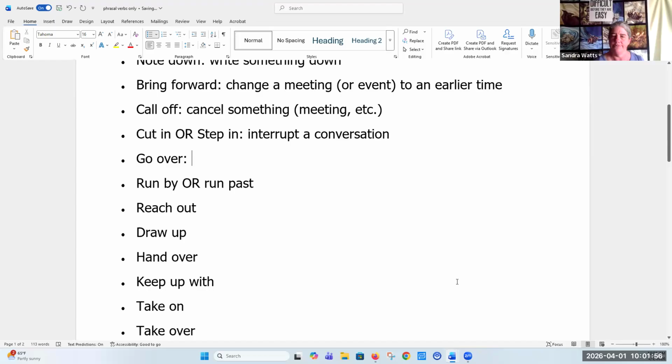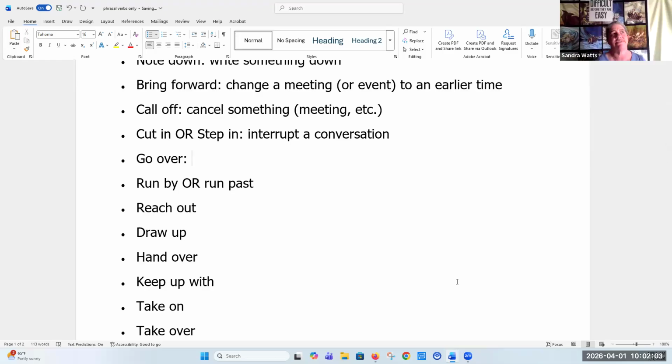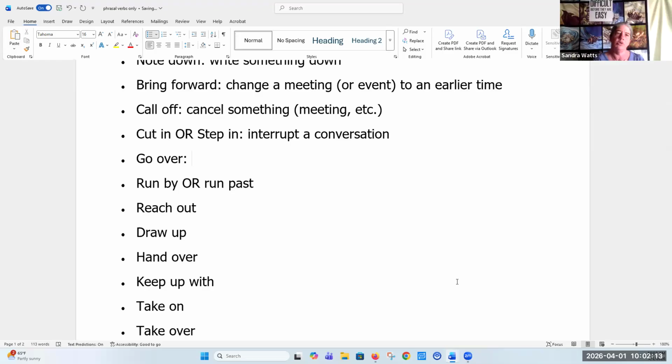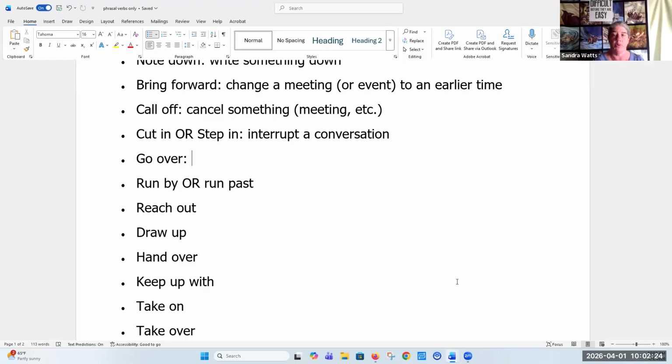Okay, go over. It's like go over there, but it has a different meaning when you say go over there, because you're literally telling somebody to go there, away. The teacher would like us to go over the vocabulary. I need to go over this report.